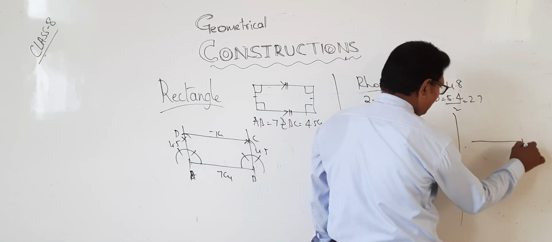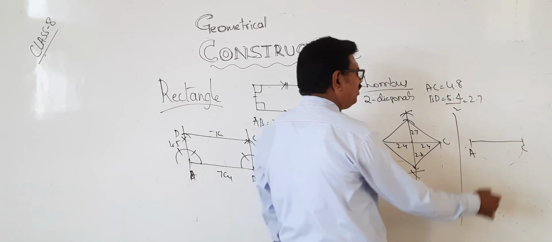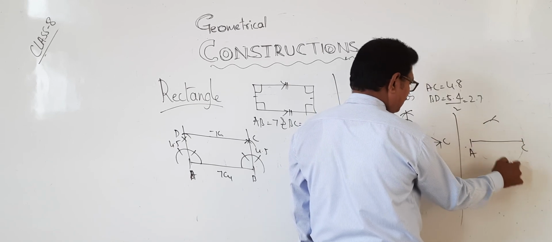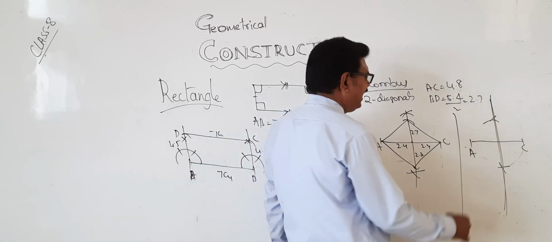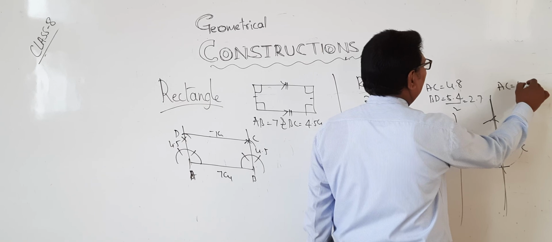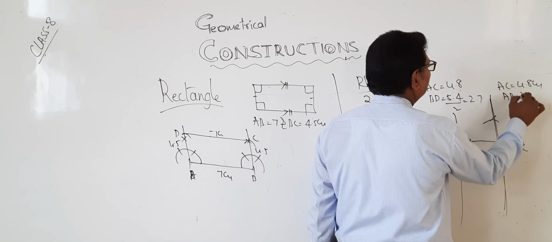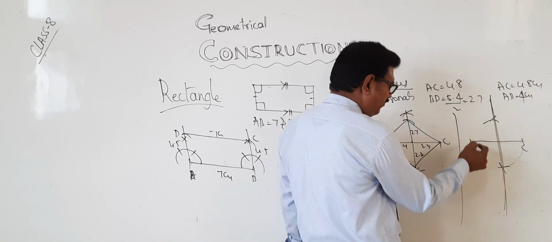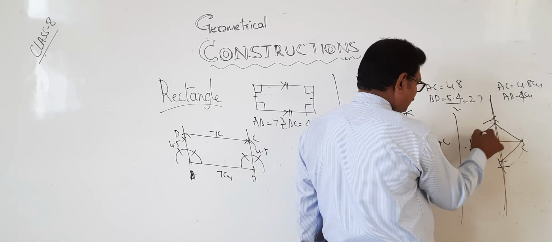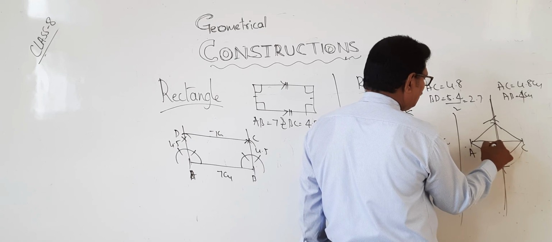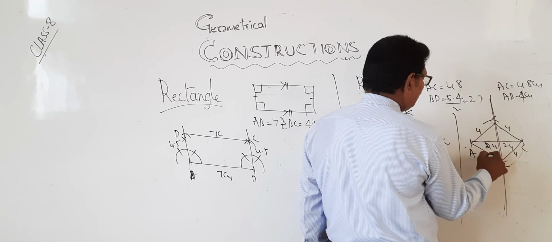For example, if a side and one diagonal are given, no problem. First you take the diagonal AC. Okay? Now we know that diagonals bisect each other. Draw diagonals like this. Now the side has been given: AC is 4.8 centimeters and AB is 4 centimeters. From here you cut 4 centimeters. Here also 4 centimeters. Over. This is 2.4, 2.4 and this is 4, 4, 4.